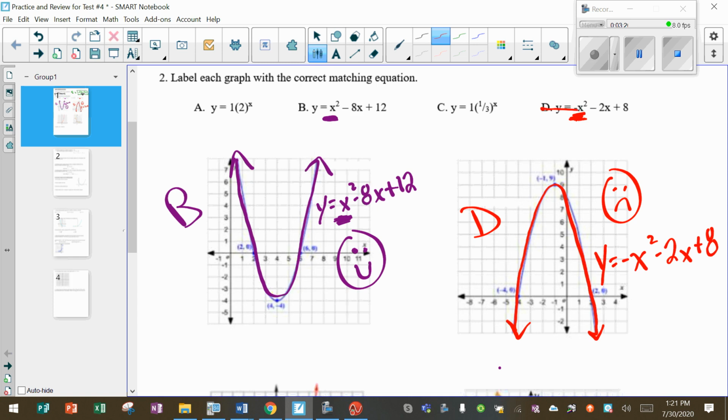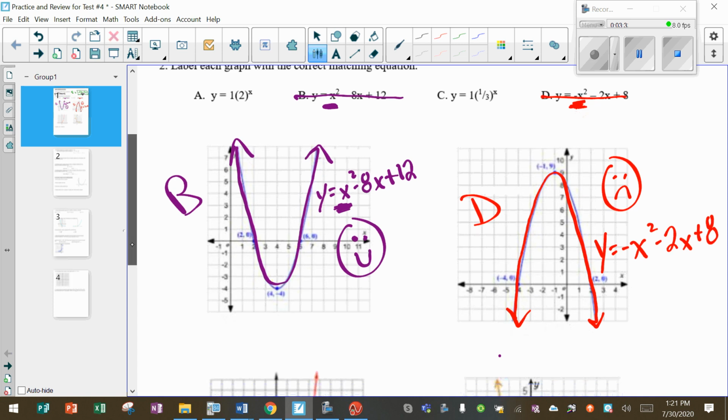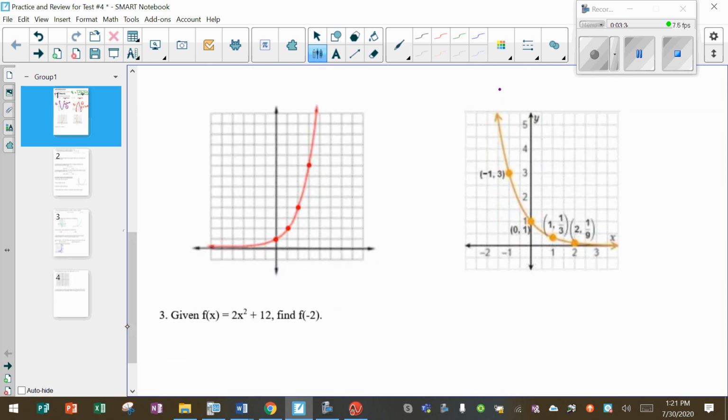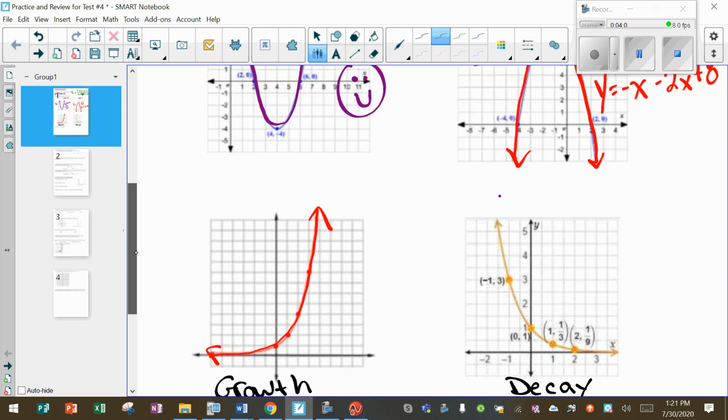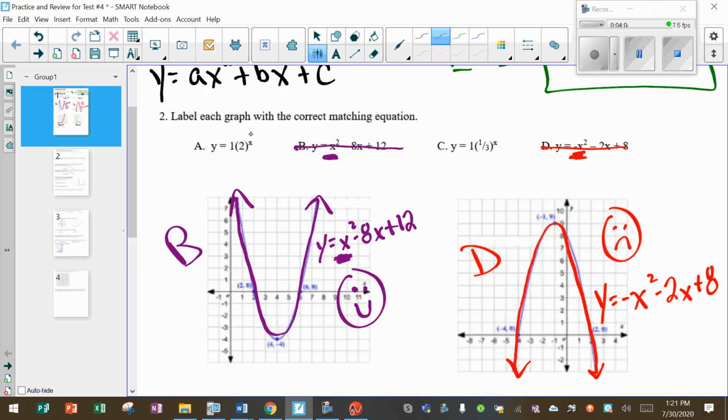Now the other two are exponential graphs. So how do we know which one's going up from left to right and which one's going down? I know looking at the graphs, this one is a growth because it's going up from left to right. This one is a decay because it's going down from left to right. So how do we tell with the equations which one's going up and which one's going down? Well, the growth going up has to be increasing by a number bigger than 1. So when you look at the equations, you want the one that has a number greater than 1 connected to the x.